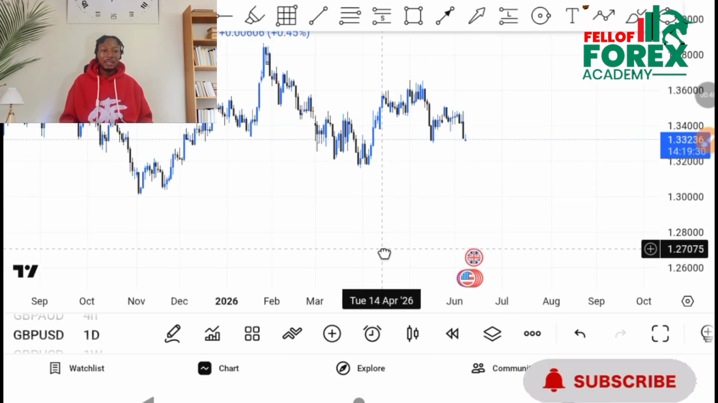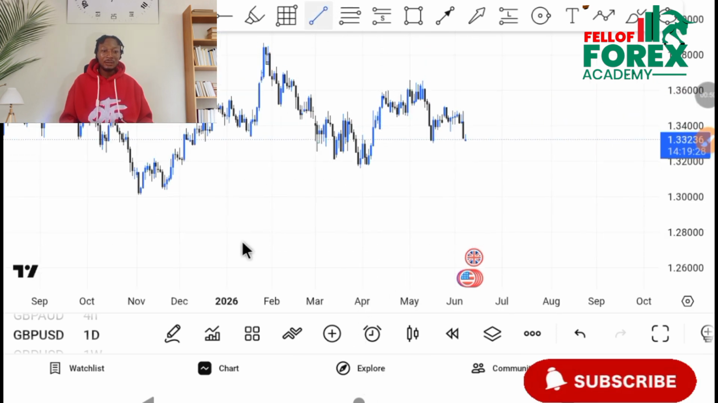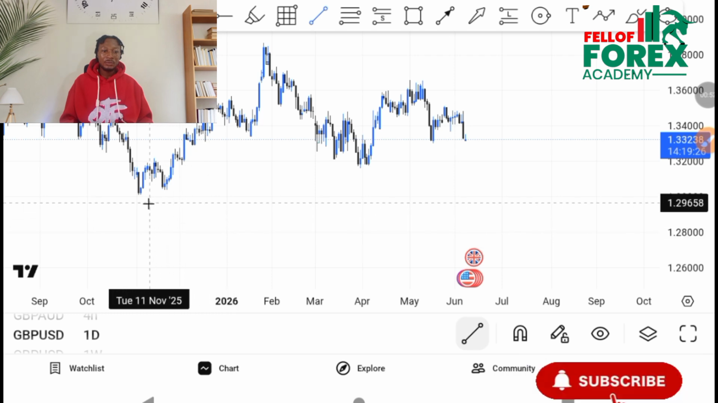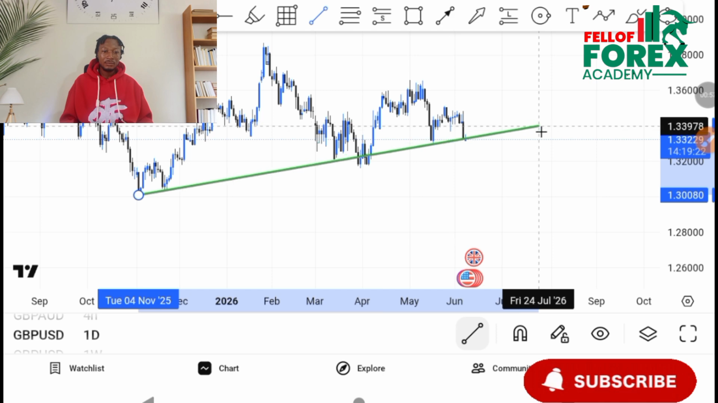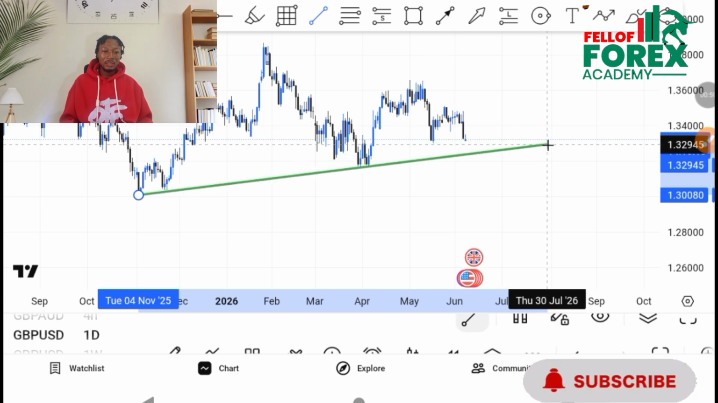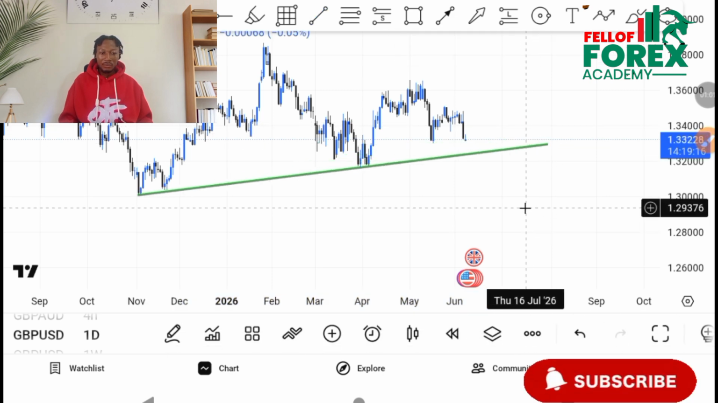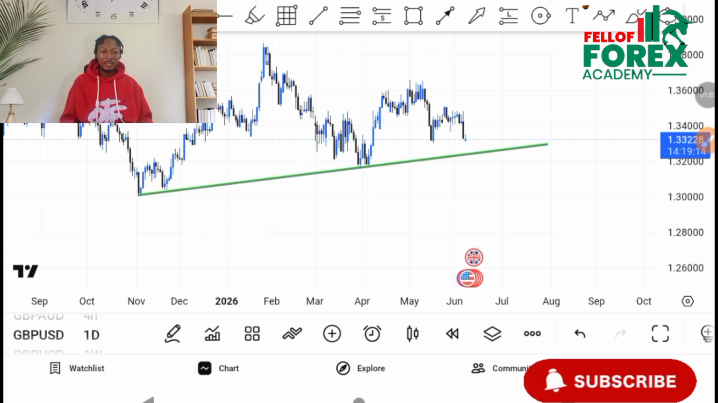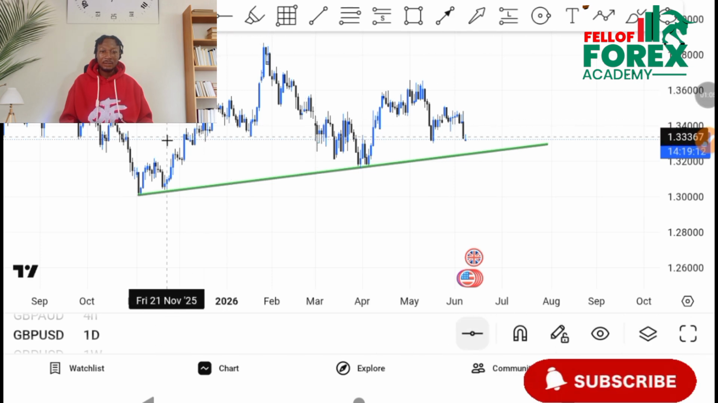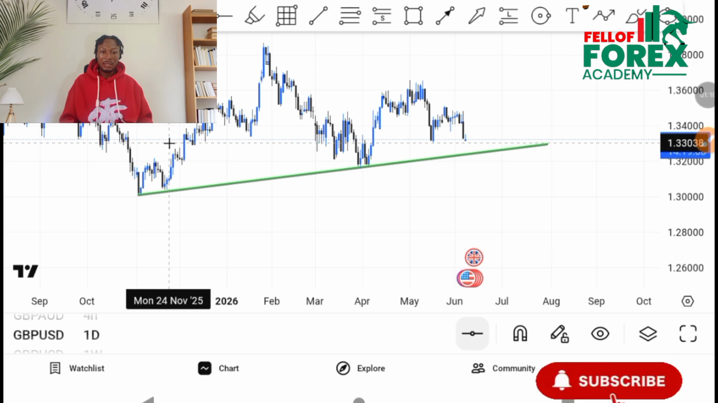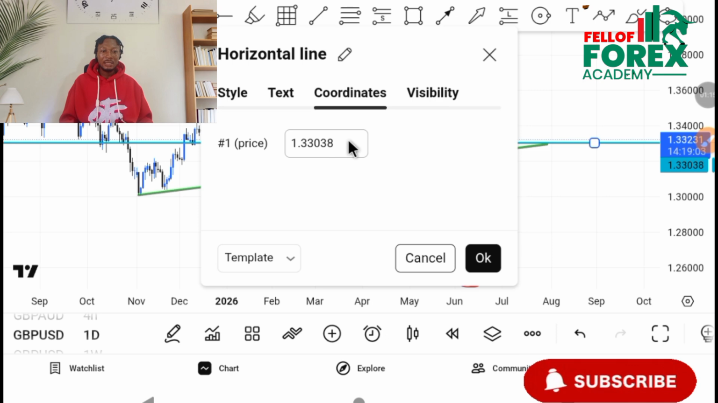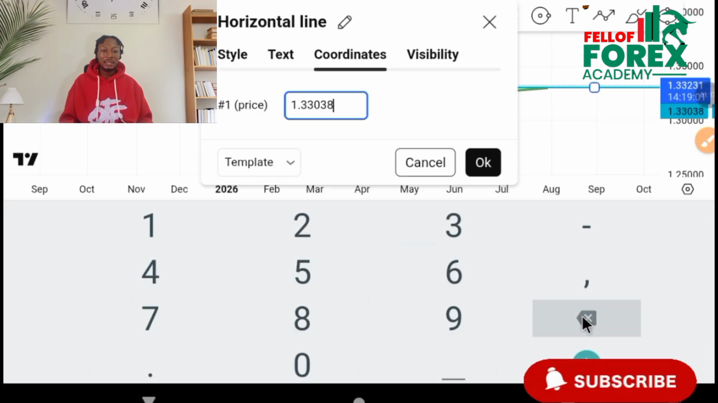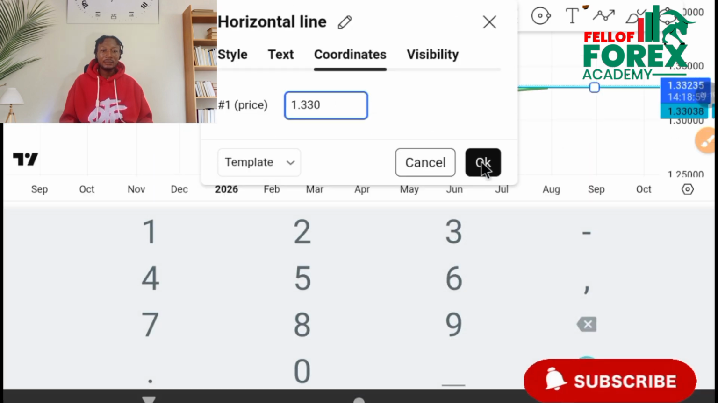So what are we looking at? We already have our zones marked out. So for today, this is what we see. There is a key level, 1.33 thousand, around where price is currently at. So we mark it out and see exactly how price will react from that level.